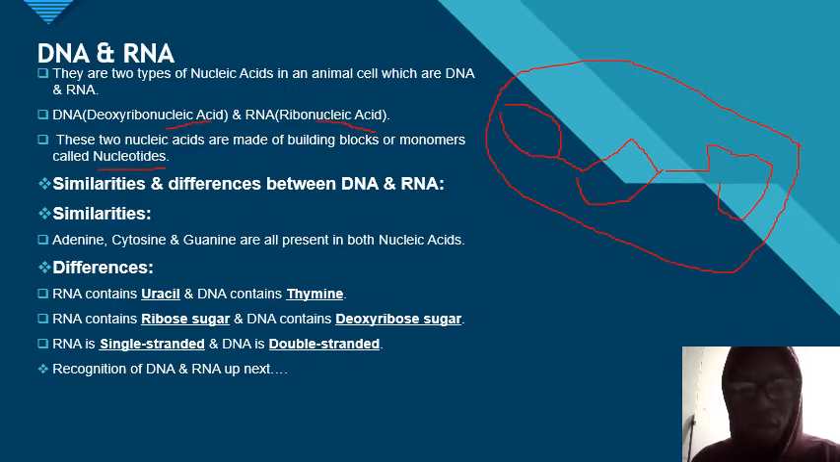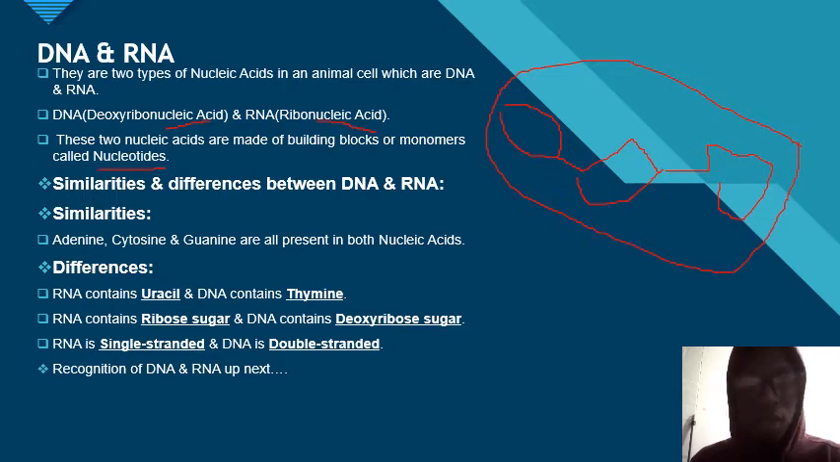It's made up of the phosphate group, the sugar molecule, and the nitrogenous base. The sugar molecule in DNA is called deoxyribose sugar, and in RNA, the sugar is called ribose sugar. Remember to be specific. The nitrogenous bases can be adenine, thymine, cytosine, or guanine.